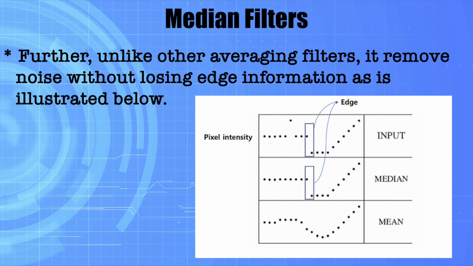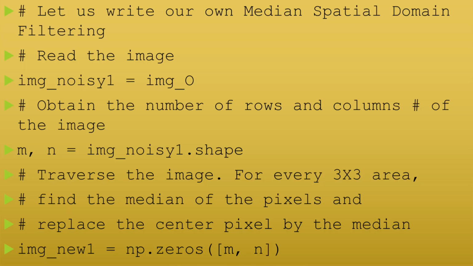So the median filter is better than averaging because edges of the image are maintained. Here in this picture I am showing how the median maintains the edges of the picture. Let us write our function for median. I am obtaining the rows and columns of the image, then traversing the image and calculating the median of the pixels and replacing the corner pixels by its median.